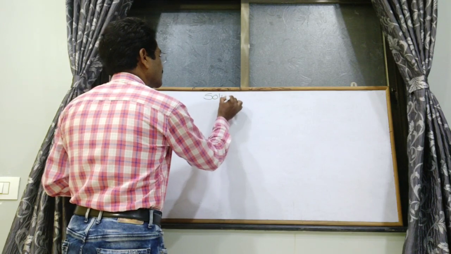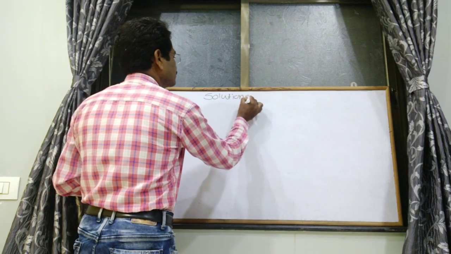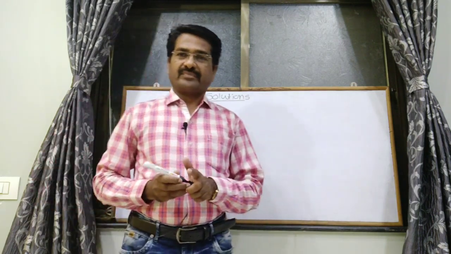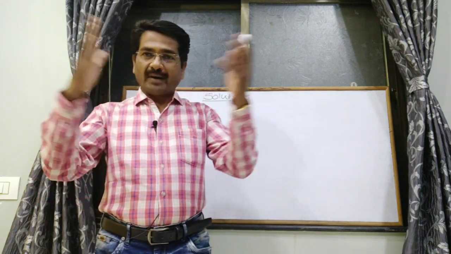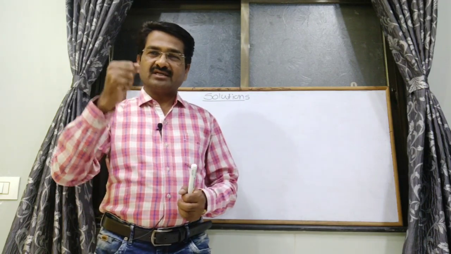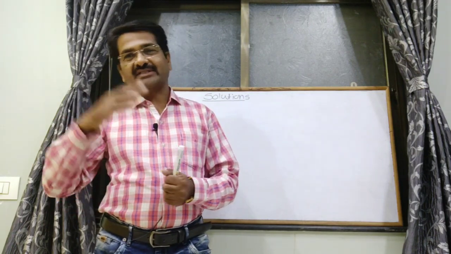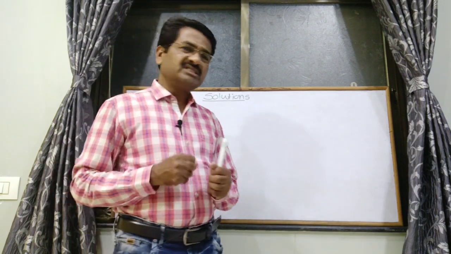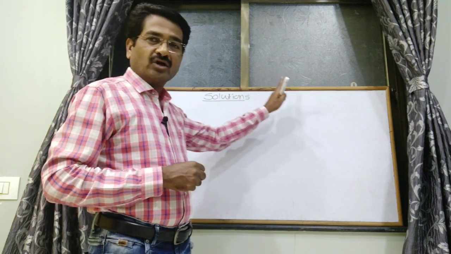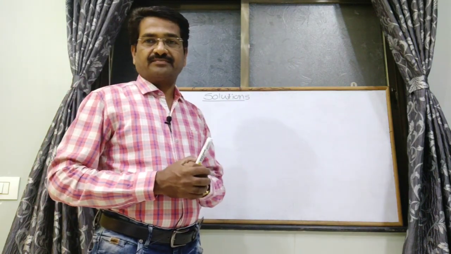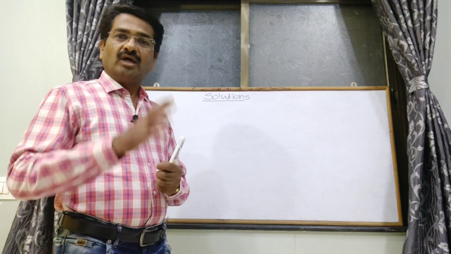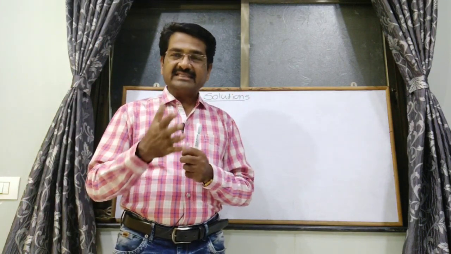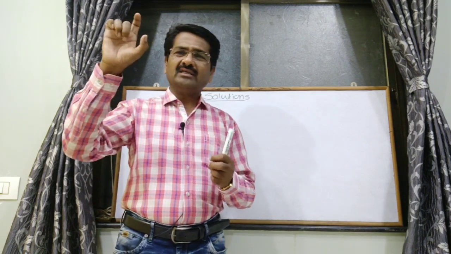So, what about the solutions? Actually, in this chapter, we learn two parts. First one is the solution, and after that, colligative properties. The actual name of this chapter is solution and colligative properties. But in the new syllabus, the running syllabus gives only the solutions.